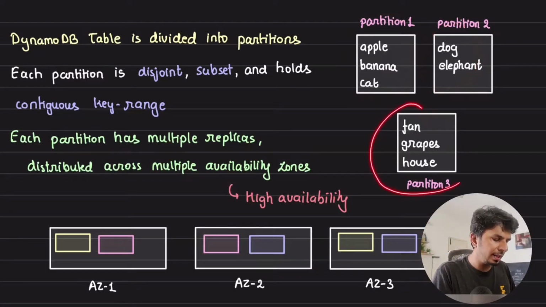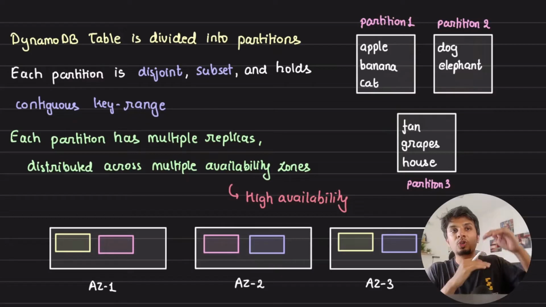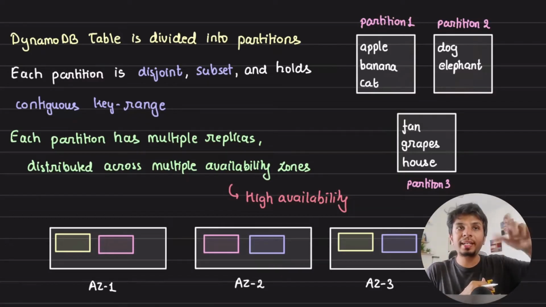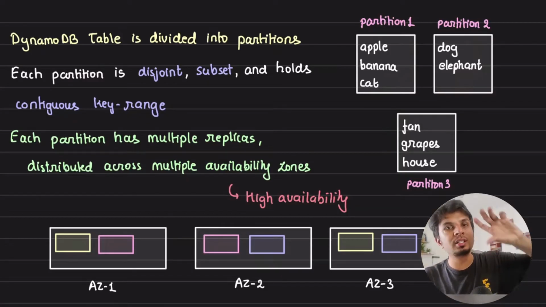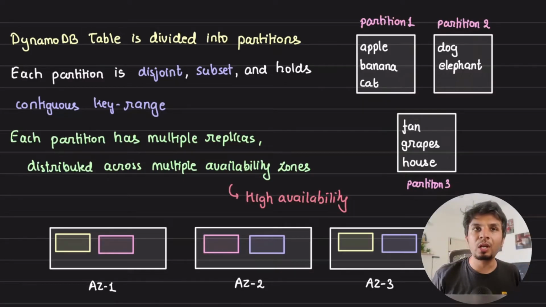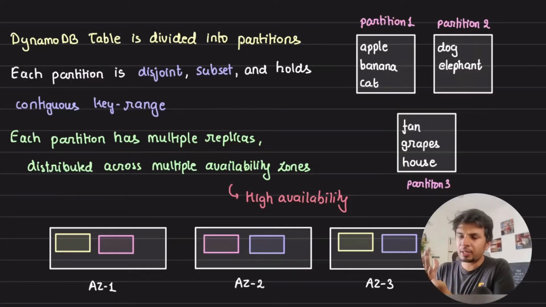And fan, grapes, and house goes to partition 3. So sorted key ranges, or basically contiguous key ranges, are part of a particular partition. Now, how it would decide where to split, that's a different problem, which we'll tackle later. But understand what a partition is.